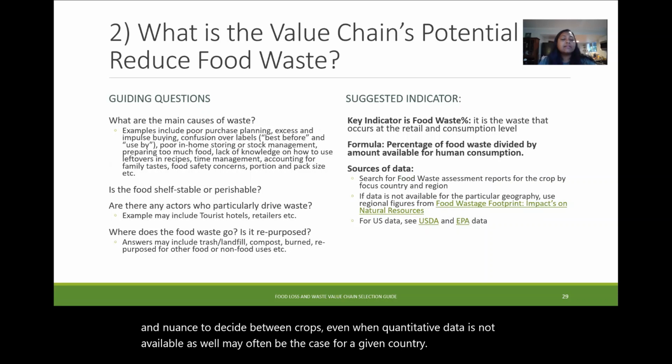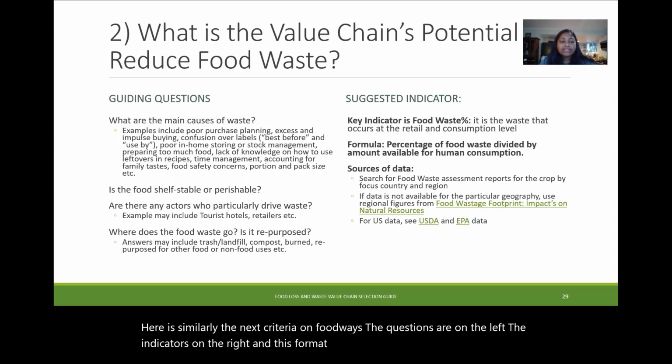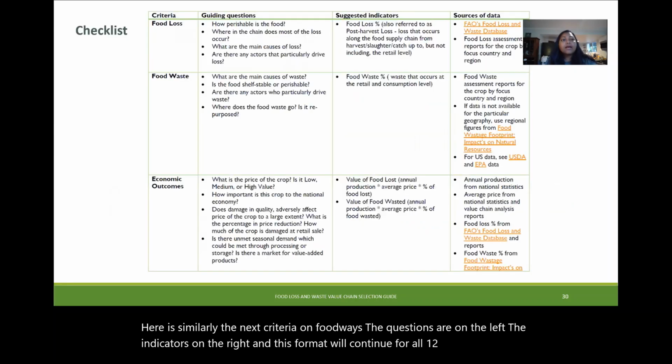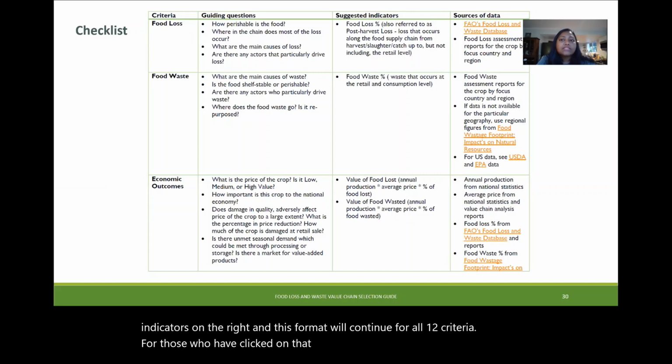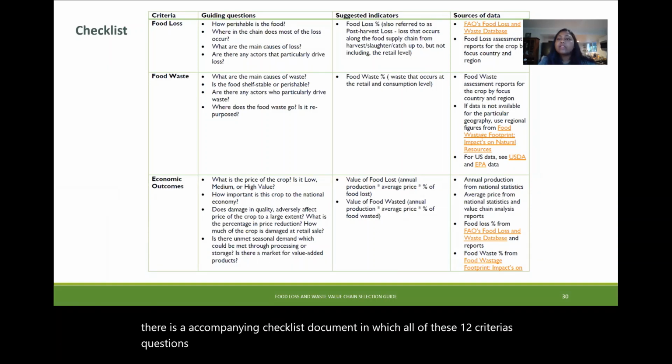Here is similarly the next criteria on food waste. The questions are on the left, the indicators on the right, and this format will continue for all 12 criteria. For those who've clicked on that download button, you will also notice that there's an accompanying checklist document in which all of these 12 criteria, questions, indicators, and sources of data are laid out. So it's kind of handy and easy to use and walk through.